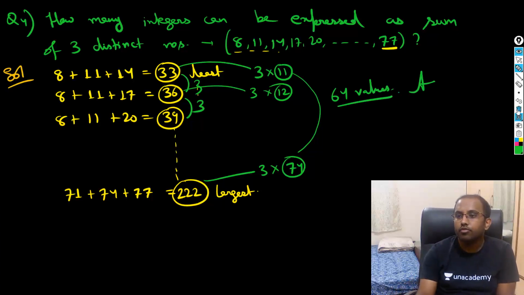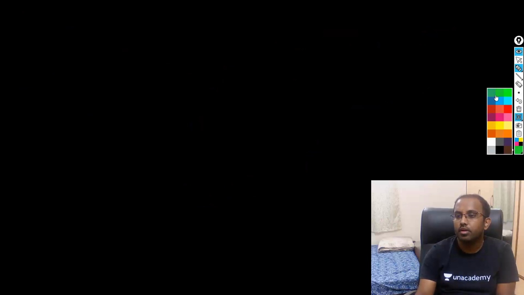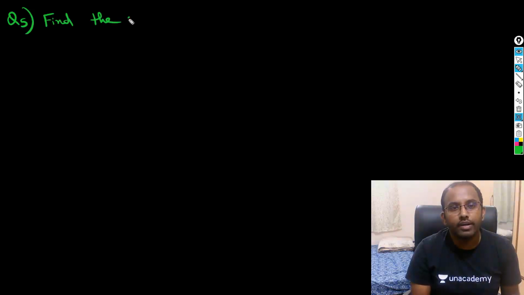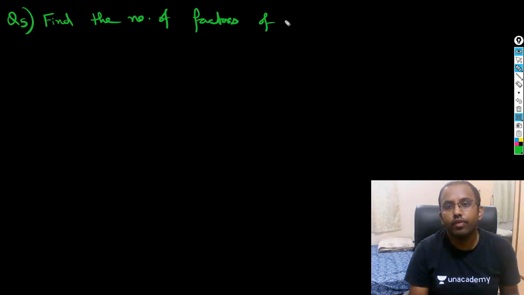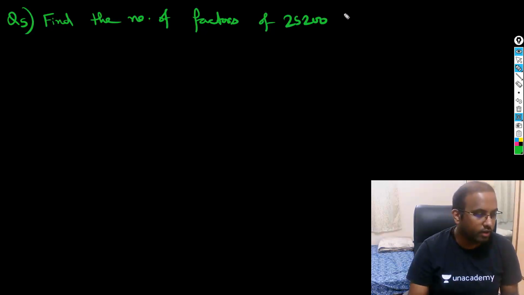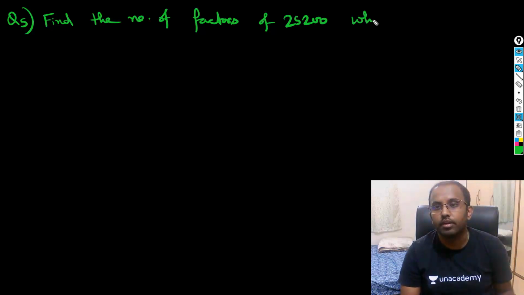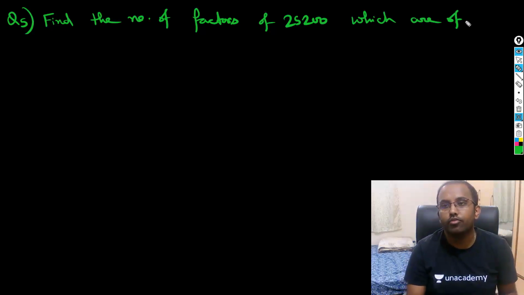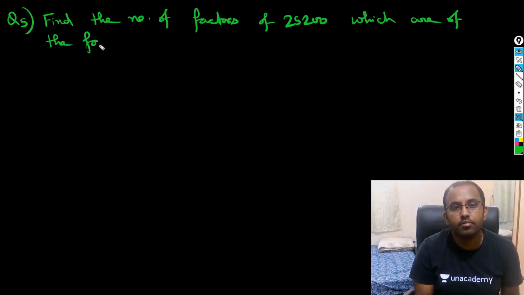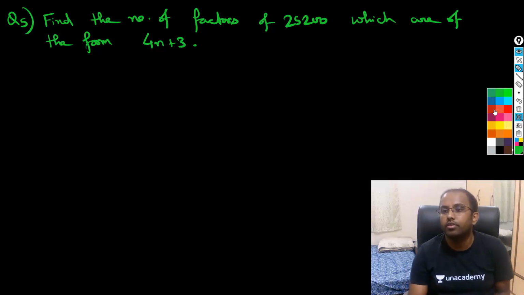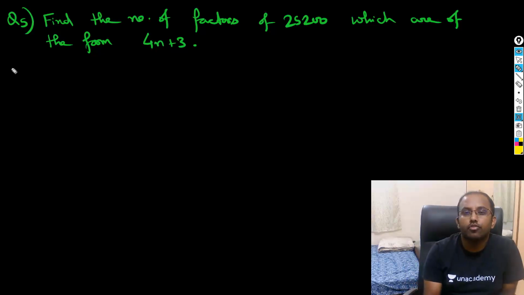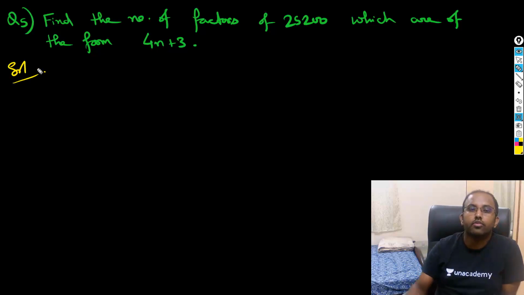Let's move to question number 5. Question 5 says, find the number of factors of 25,200 which are of the form 4n plus 3. That's the question here, right? We need to find the number of factors of 25,200 which are of the form 4n plus 3.